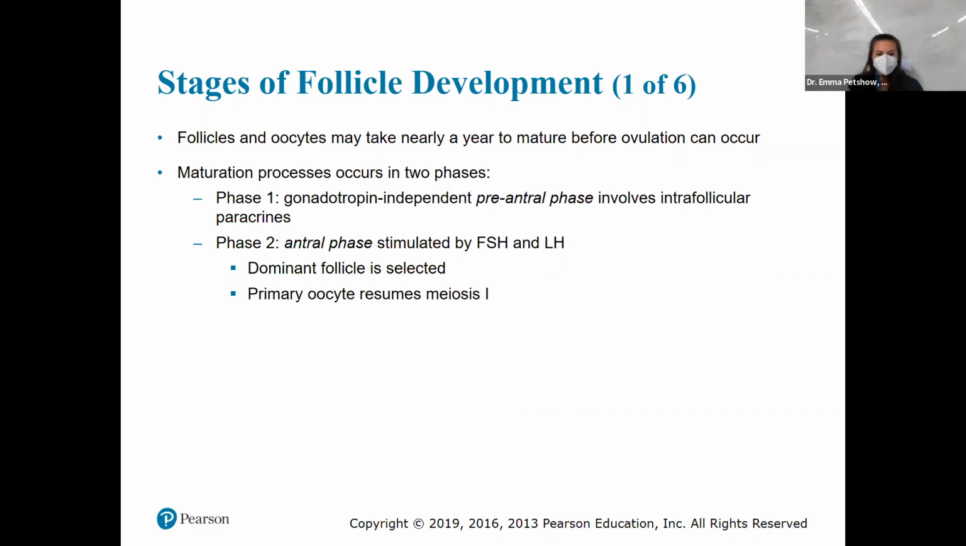In phase 2, you have an antral phase, which is stimulated by FSH and LH. So that's when we get the hypothalamus and the pituitary gland to actually come into play. That FSH and LH stimulation helps us select a dominant follicle, a follicle that has probably the best chance. And that's when your primary oocyte is going to resume meiosis 1 and complete that process. Until then, when it's only localized control, that's not enough to push an oocyte through meiosis 1.